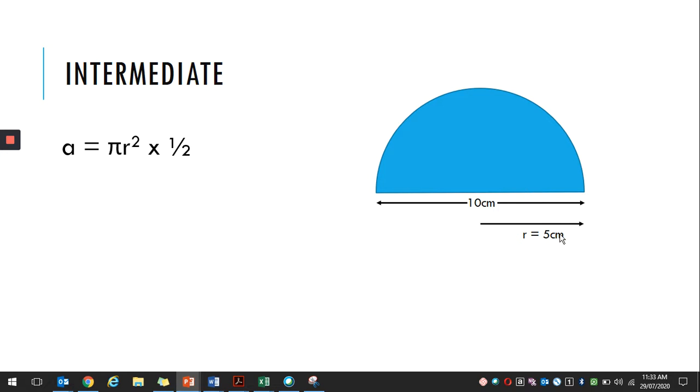So must stress. Daddy! 2 seconds, buddy. Sorry, that's my son there. My radius is 5 centimeters.